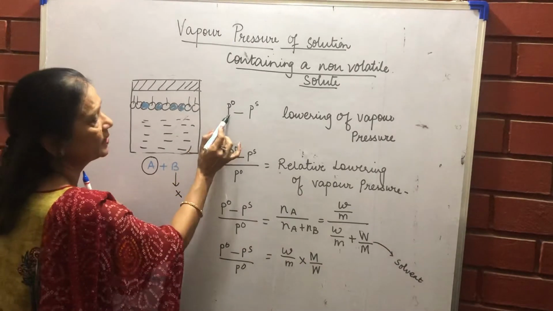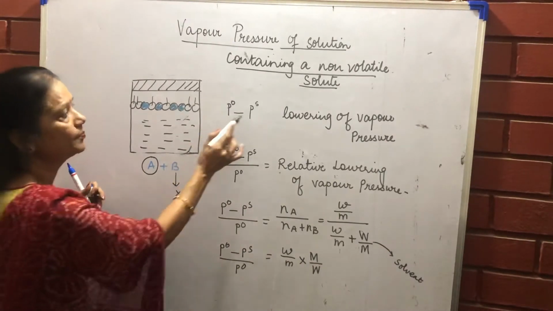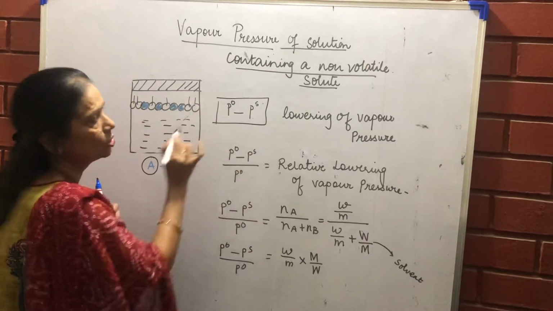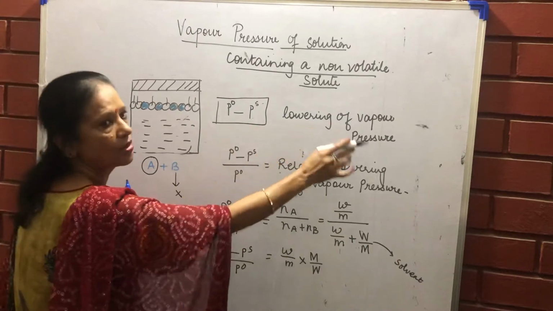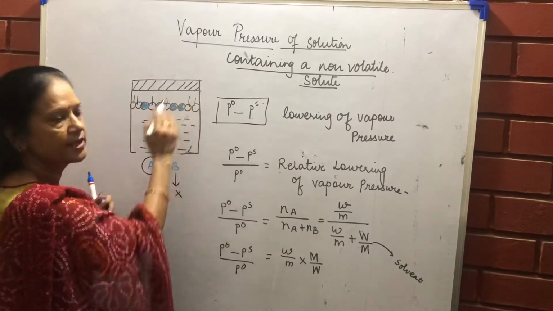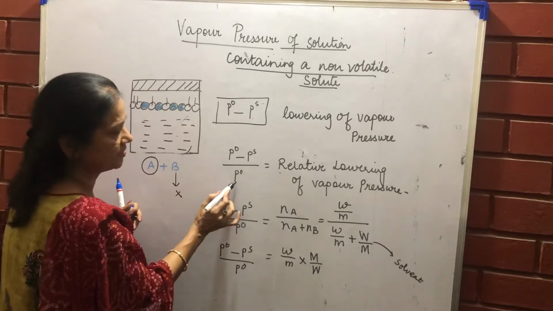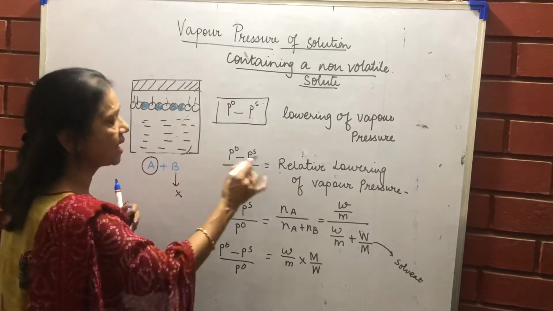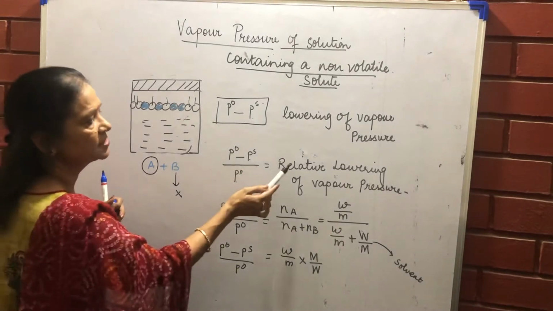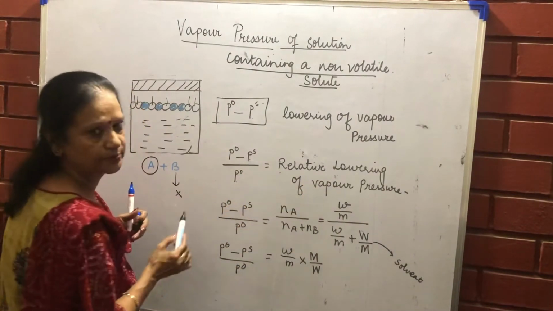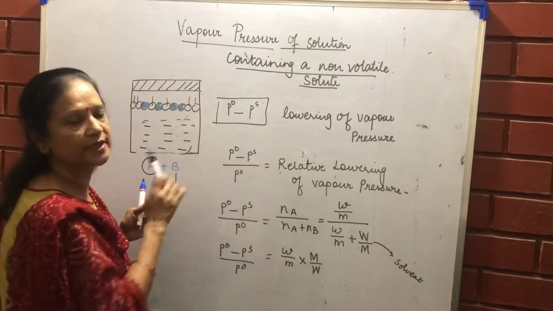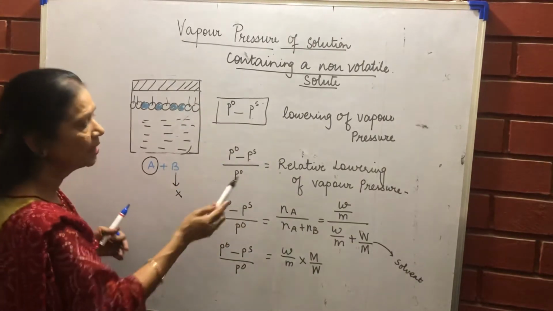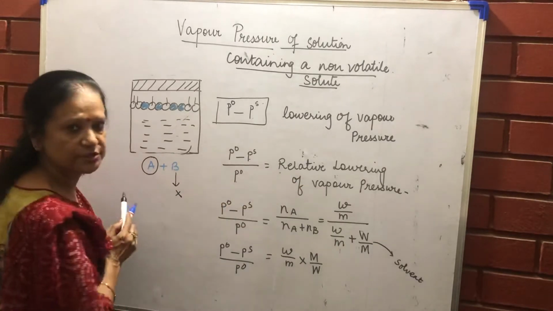So I'll say P naught was for the pure liquid, PS is for the solution. This much amount has been lowered. So there is lowering of vapor pressure. If I compare it to the first one and I say P naught minus PS upon P naught, which is called relative lowering of vapor pressure. Relative means I'm comparing to the original one, like relative density, similarly here. So relative lowering of vapor pressure is this much.